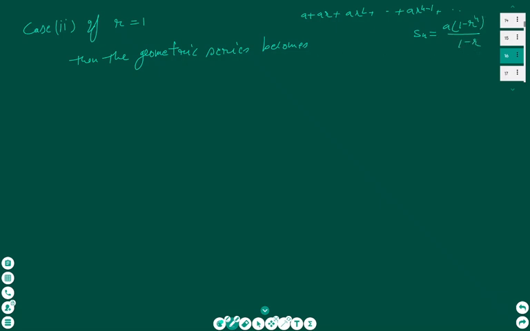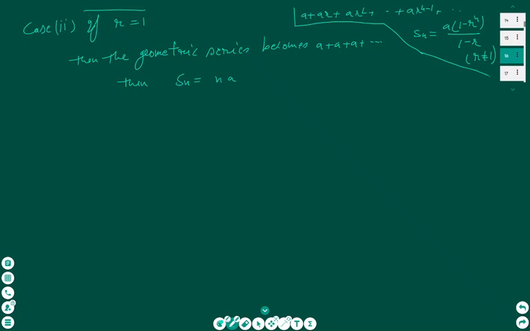This we have discussed already. So the geometric series becomes a plus a plus a plus a, n times, infinitely many terms. In that case, the sum of first n terms would be na. This is the sum of first n terms when r is not equal to 1 that we considered earlier. But now we are considering the case when r is equal to 1.